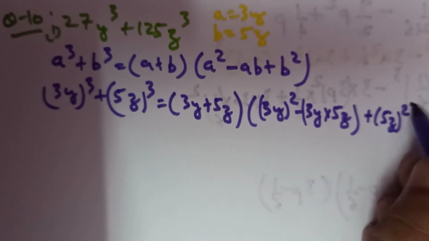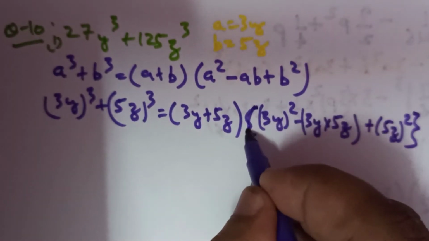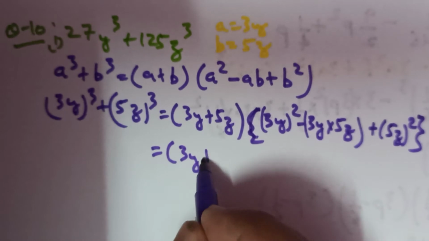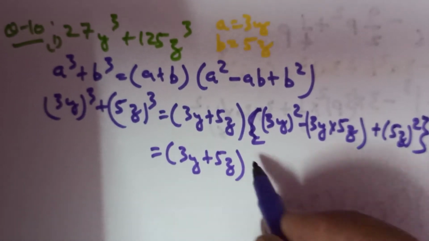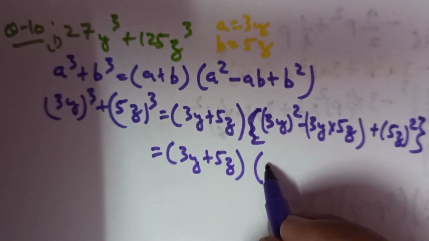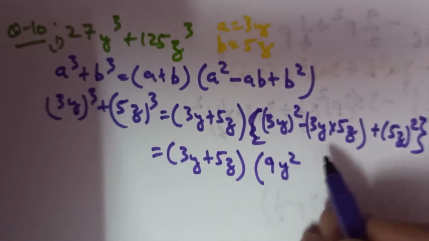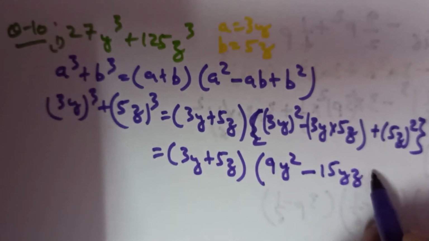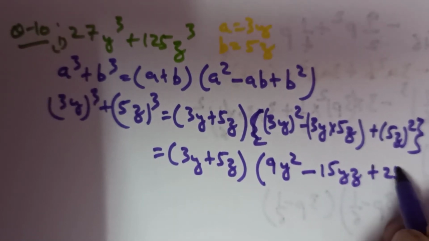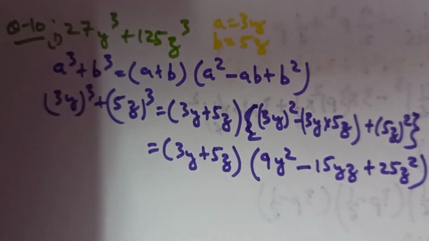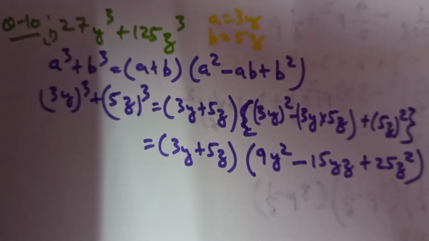So on solving, we get basically 3y plus 5z, and here we will be getting 3y whole square is square of 3 is 9, so 9y square, minus 3 fives are 15yz, plus 25z square. So this will be the answer. I hope you have understood.